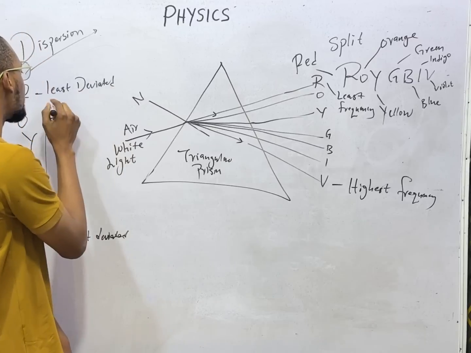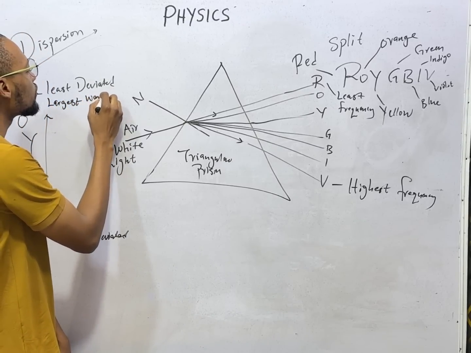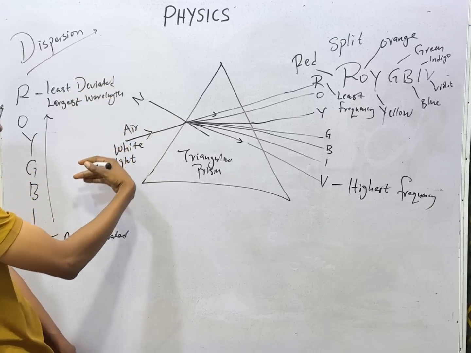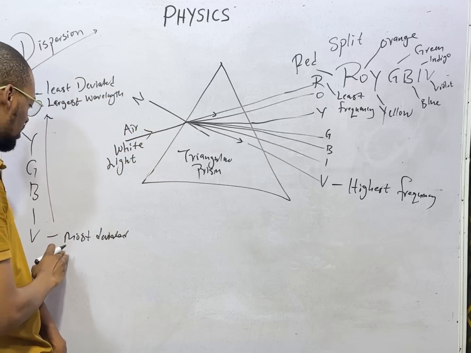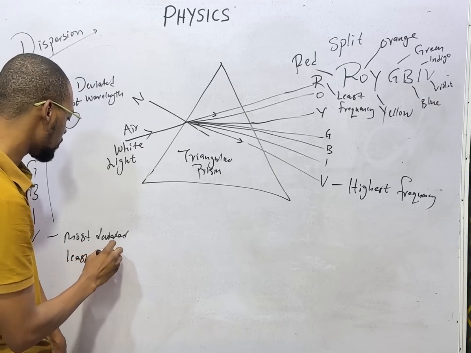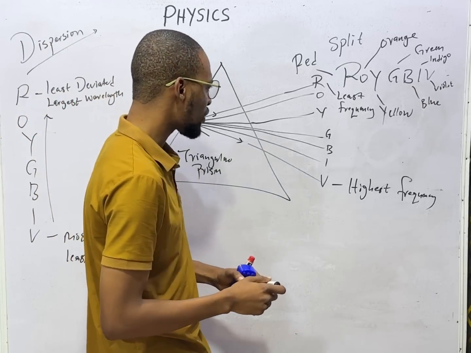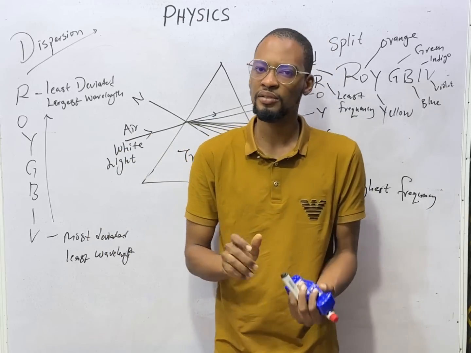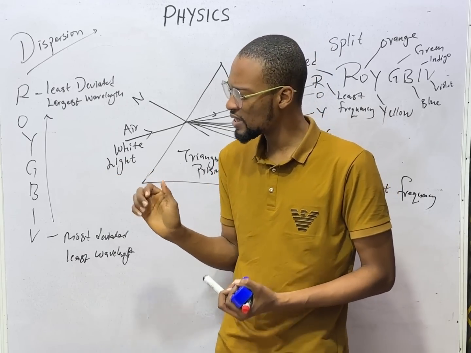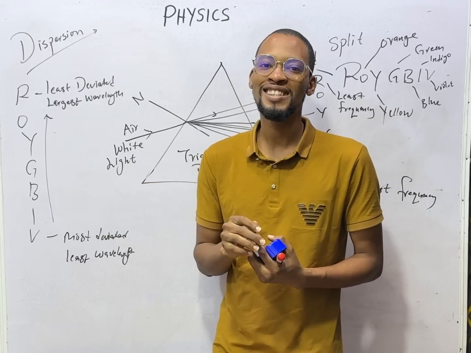So least deviated, largest or biggest wavelength. It goes like this in increasing order. And violet has the least wavelength, because it has the highest frequency. If you are confused about anything so far, please stop the video, because this is the basics and I'm sure I am making a lot of sense.